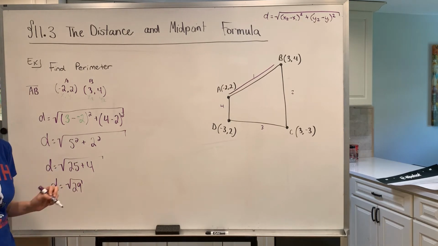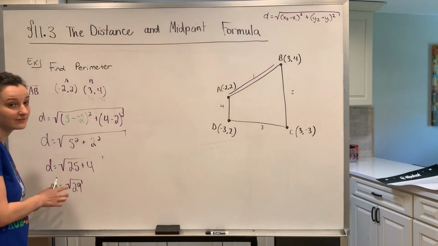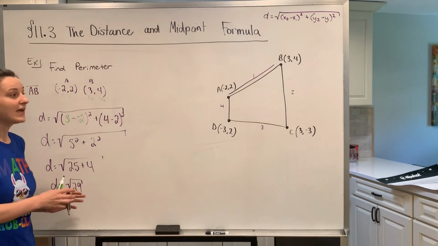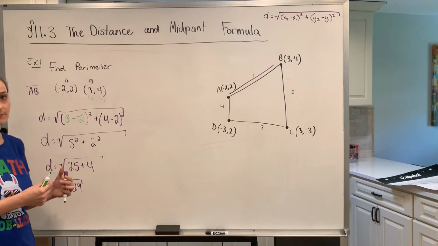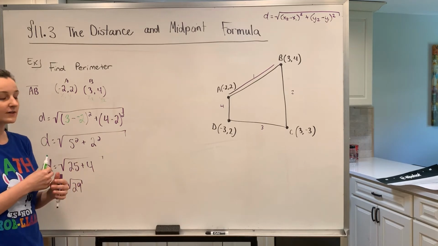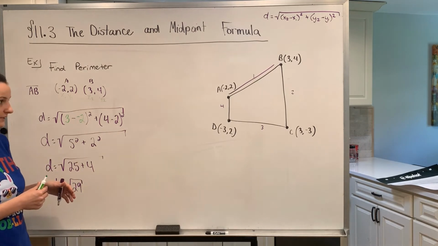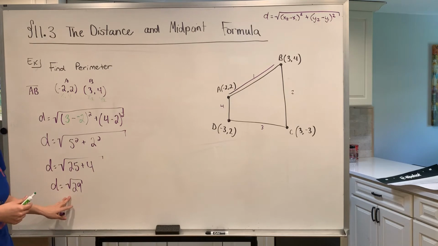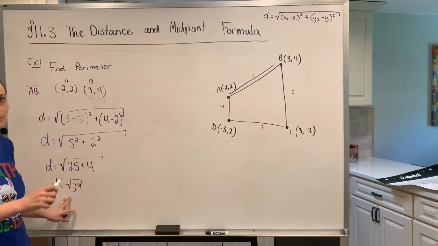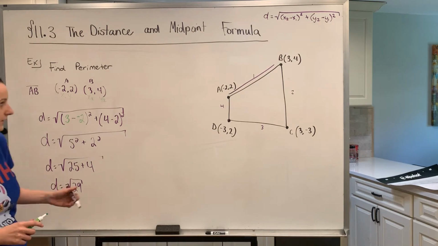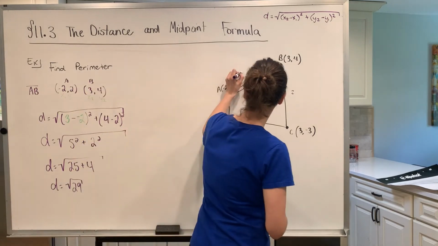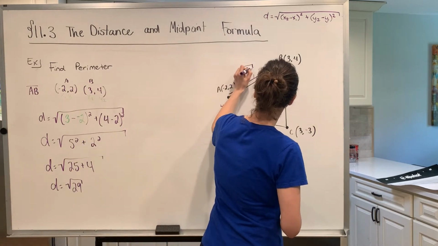Okay. Now, for accuracy, I want to go ahead and leave this as the square root of 29. At the very end, we're going to find the perimeter and add all of these values together. So to conserve accuracy, I just want you to keep it as the square root of 29 until the very last step when we add them all together and plug them into your calculator. So I'm going to come over to my quadrilateral and label this as the square root of 29.